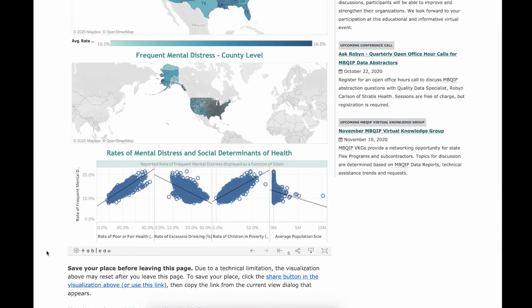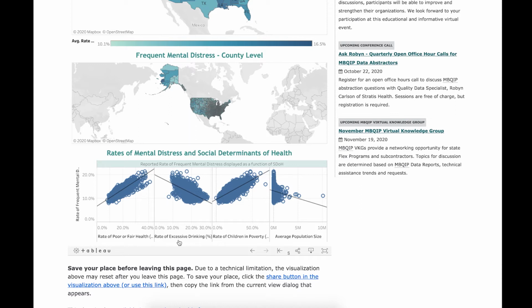The scatter plots at the bottom of the dashboard display the relationship between the rate of frequent mental distress and other important health and environment-related variables. First, the percentage of adults aged 18 years and older who reported fair or poor overall health.